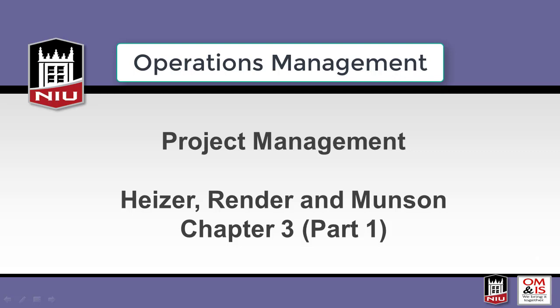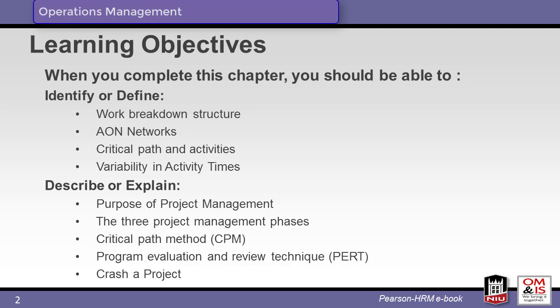Chapter 3, Project Management, Part 1. Learning Objectives. After this unit, you should understand work breakdown structures, and networks, critical paths, and variability. In addition, you should understand the phases of project management, the critical path method, and the PERT technique.